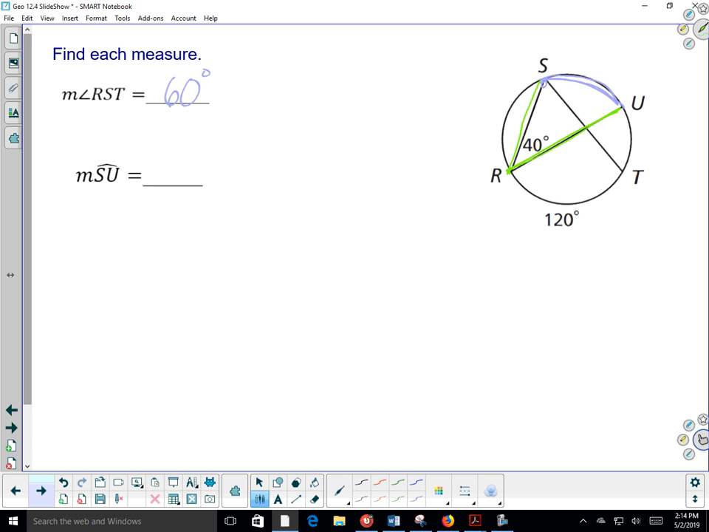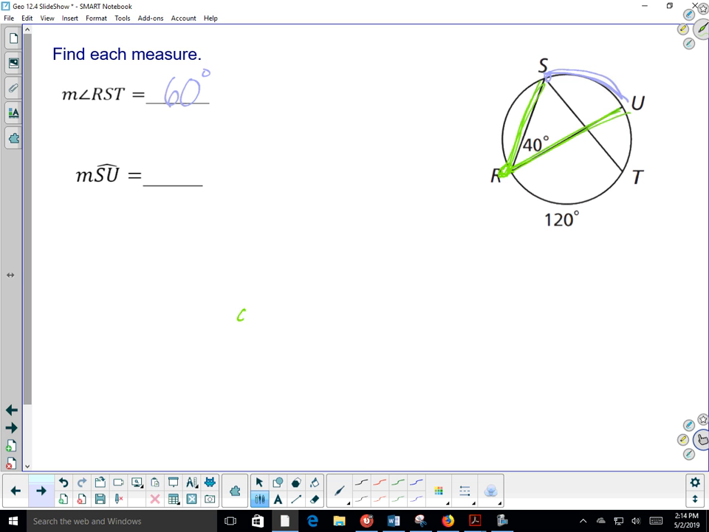So this angle here is the inscribed angle because its vertex is on the circle. And this arc is the intercepted arc. So its measure must be what? 80. Right? I understand now.